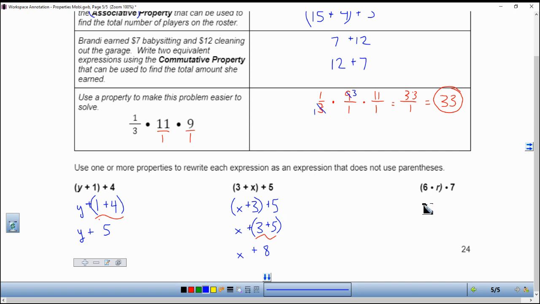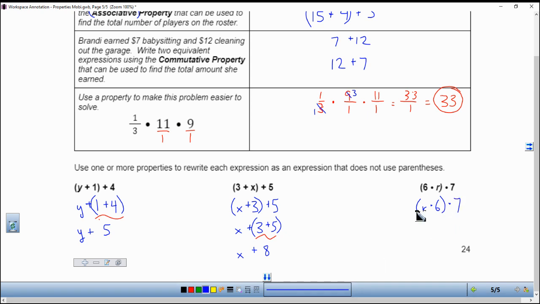All right. So using the properties. This one here, similar to the one we just did, 6 times r, we can't do it because we don't know what r is. However, we can get that 6 and the 7 together. We can multiply 6 times 7. So let's change the order of the r and the 6. Just moving them around using the commutative property. Didn't change the value, just changed the order of the numbers.